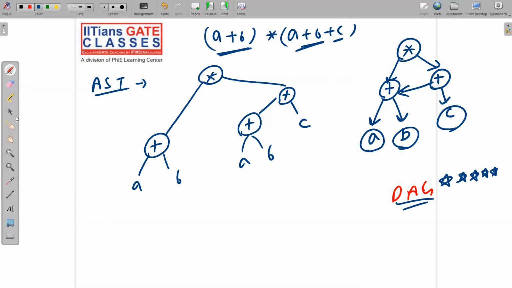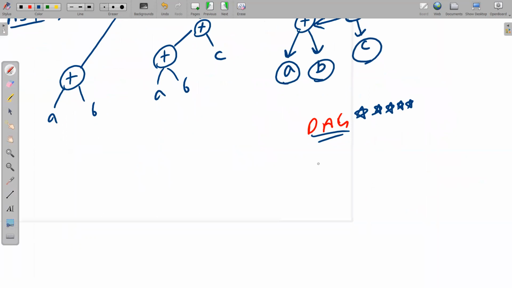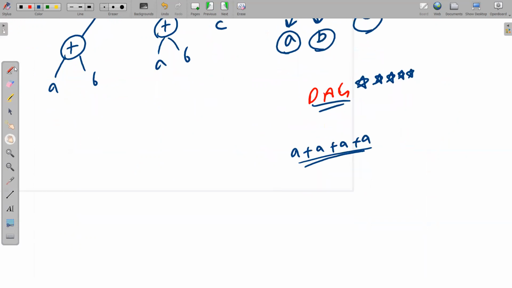Now let me give you one more example of DAG, since questions are coming. If I say A plus A plus A plus A, how many nodes and edges are in the DAG? You have to remember each and every operand will be represented only once. So here, for A plus A, we have to do this A plus A first.